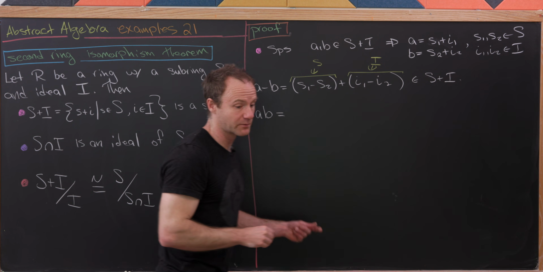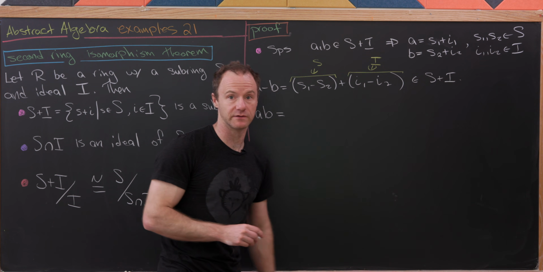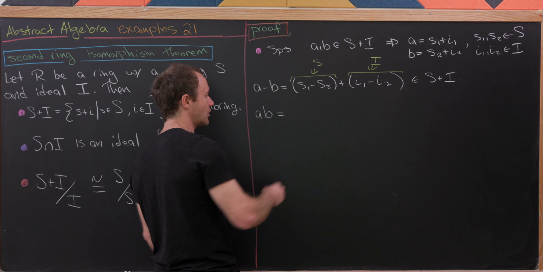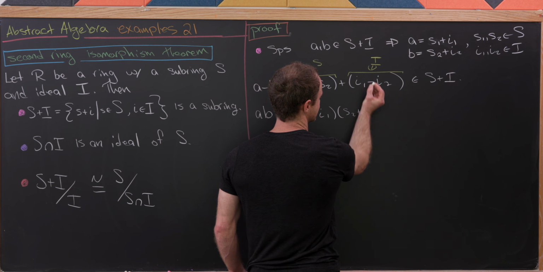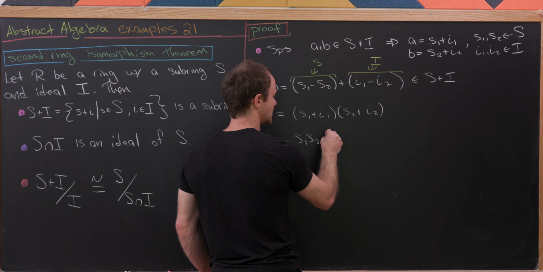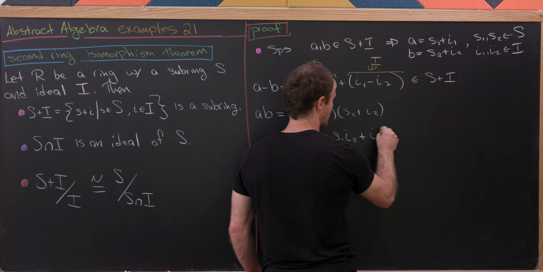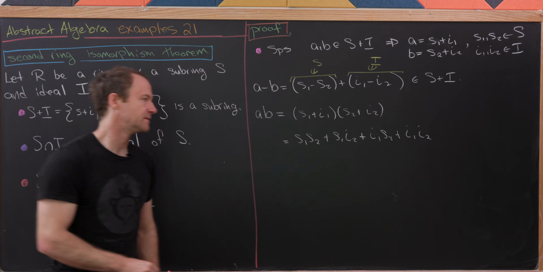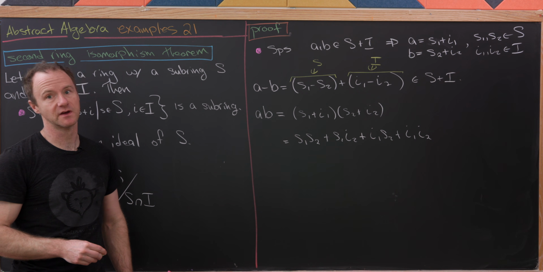Now let's look at closure under multiplication. And I'd like to quickly point out that we've got an arbitrary ring here. This is not a commutative ring, so we do not have commutativity with multiplication necessarily. Okay, so this is going to be S1 plus I1 times S2 plus I2. And multiplying this out, we'll get S1 S2 plus S1 I2 plus I1 S2 plus I1 I2. That's just keeping in mind all of the potential lack of commutativity.